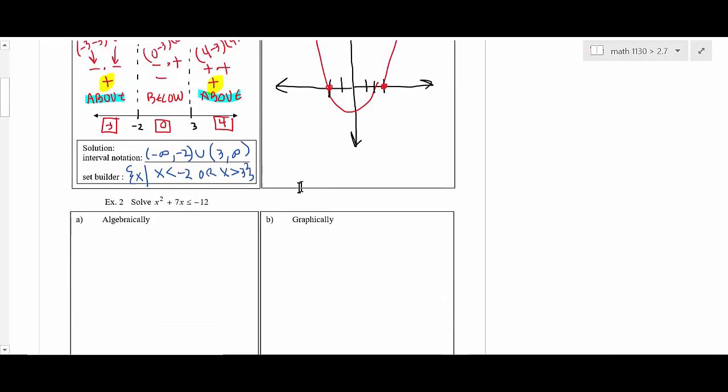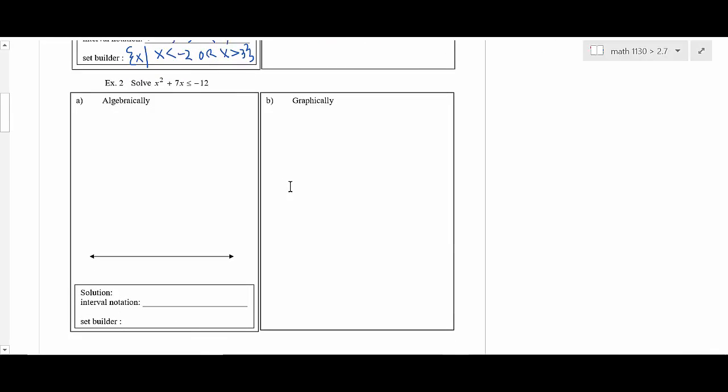It's the same thing, but it's got one different twist to it. What's the first thing you think you should do on example 2? Yeah, move the 12 over, good. So we'll have x squared plus 7x and then plus 12 less than or equal to 0.